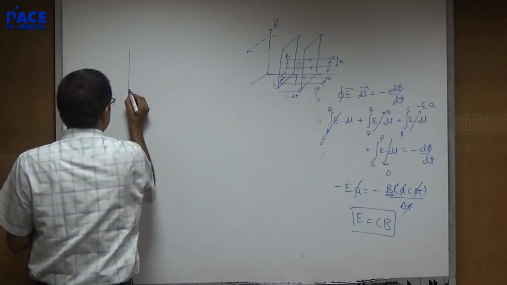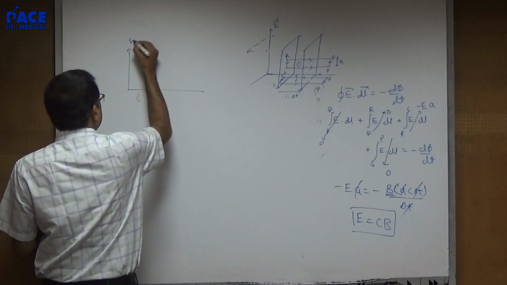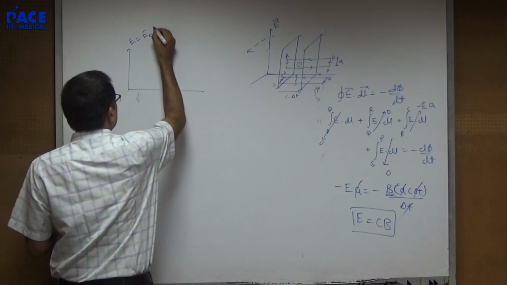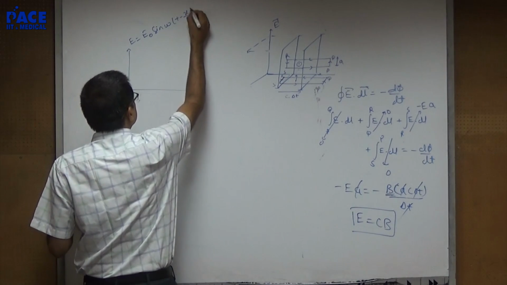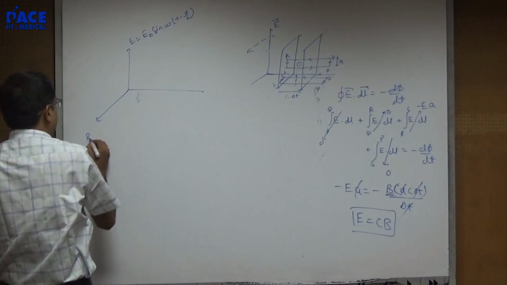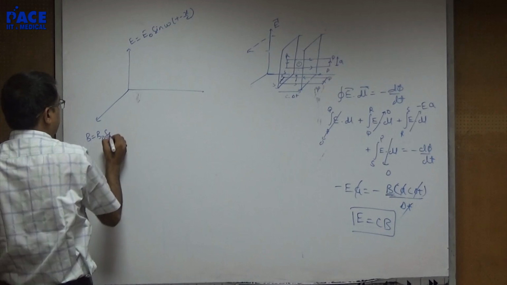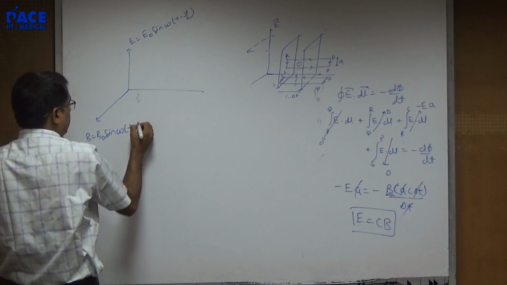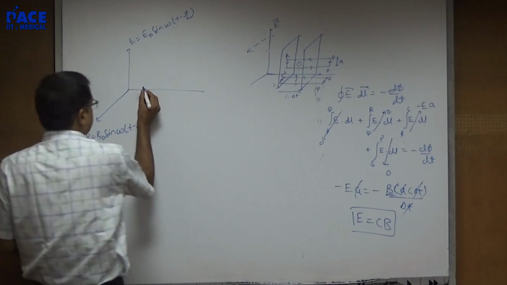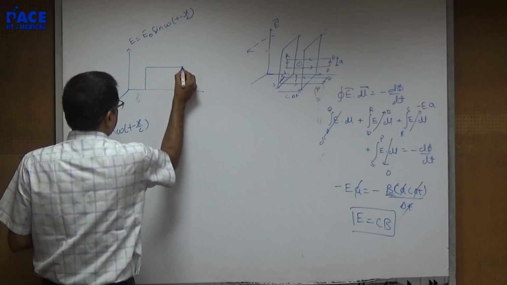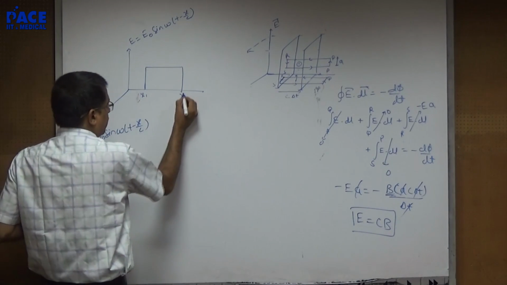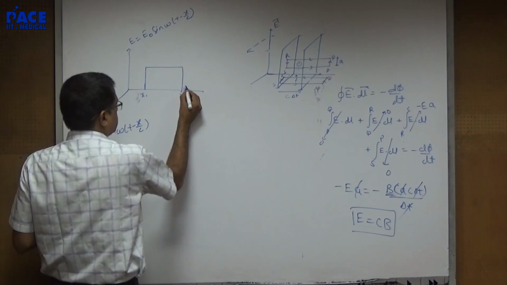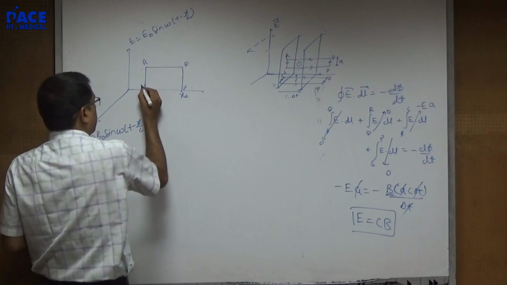This is what technically happens. Electric field is equal to E naught sine of omega t minus x by c. Magnetic field is equal to B naught sine of omega t minus x by c. Now I assume an Amperian circulation like this. This is x1, this is x2. This is PQRS.